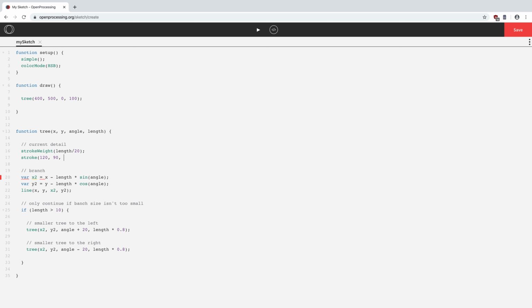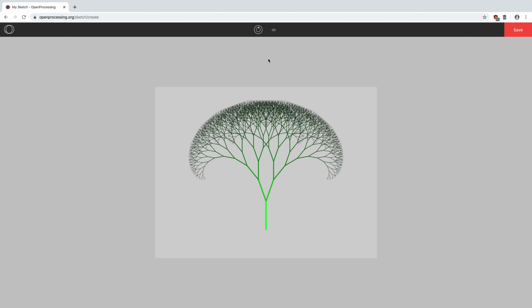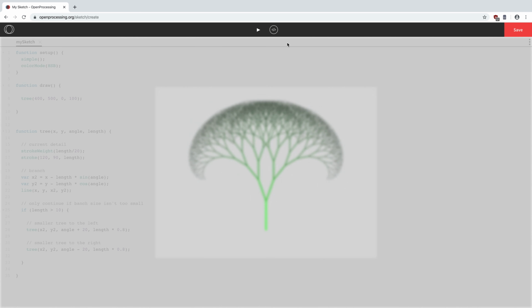Maybe the brightness can be something that depends on the length. Hue, saturation, brightness. Let's see what effect that has. Length. So let's predict what that's going to do. It starts out at 100 and gets smaller and smaller, so the brightness will get smaller. What will that do? Okay, so it's very bright to start with, and then gets less and less bright, closer to black. Didn't want that, do we? If anything, it's the opposite.